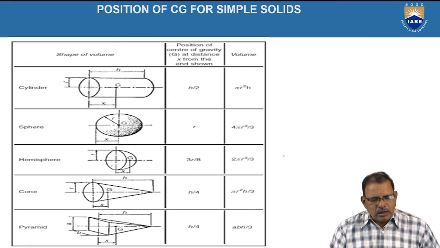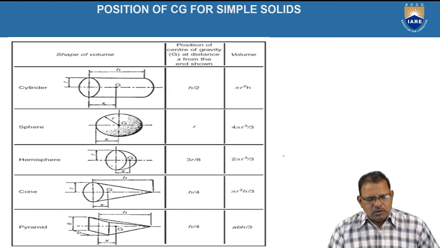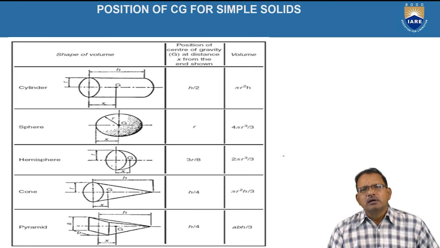Then the center of gravity is located at half of the length, at the position of G, that is the intersection of half of the length and the axis of the cylinder. The axis is nothing but the line which is passing through the center of the circle along its length.